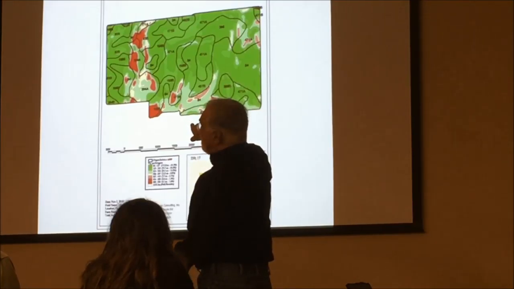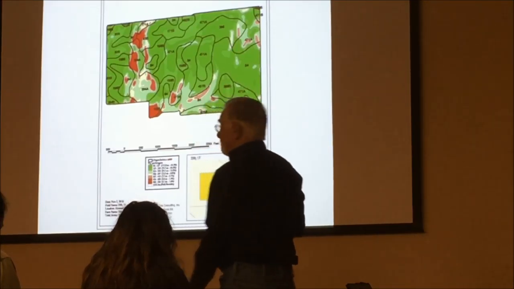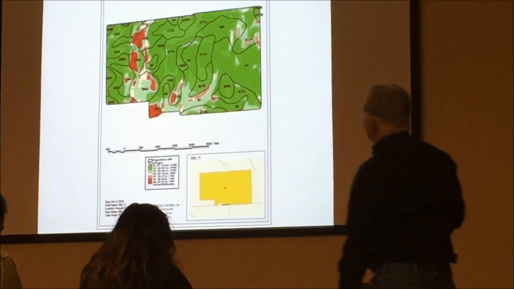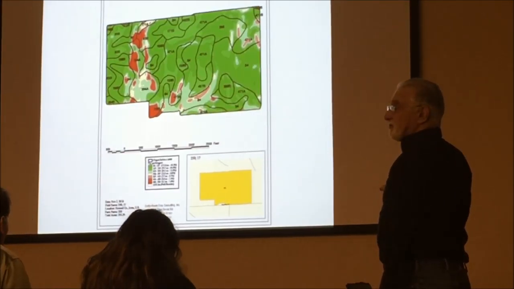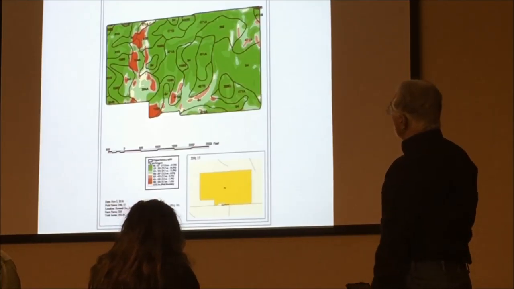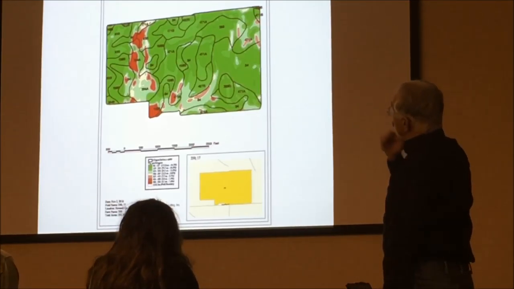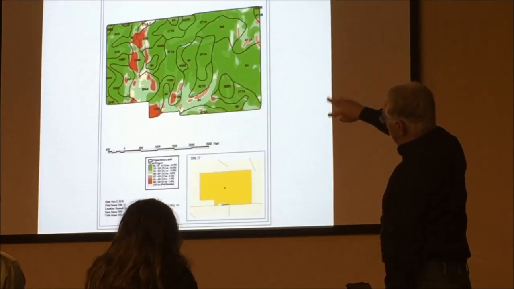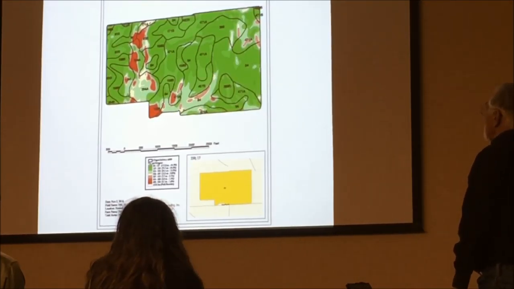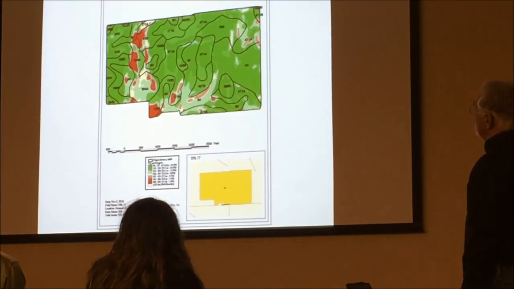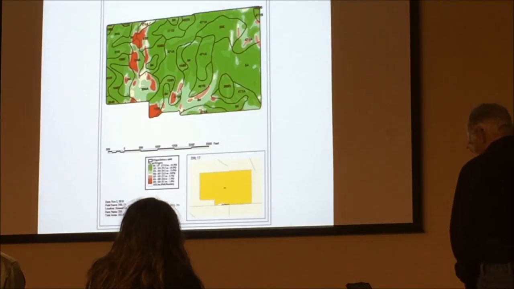And those are the deeper compaction issues that are typically more difficult to remove, because sometimes they are 12 inches to 24 inches or deeper. So you can see that inherently this particular soil is compacted. And we're not sure what we're going to do with that. But that also explains, at the same time, what we see in the yield maps.